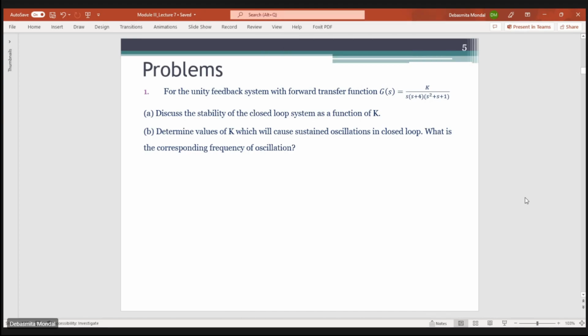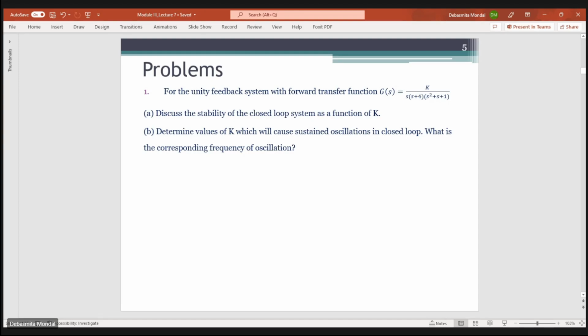Okay, so now let's try to solve a problem. In this numerical, it is given that you have a unity feedback system and the forward transfer function is given by this. Okay, and you have to find out the stability of the closed loop system as a function of k.